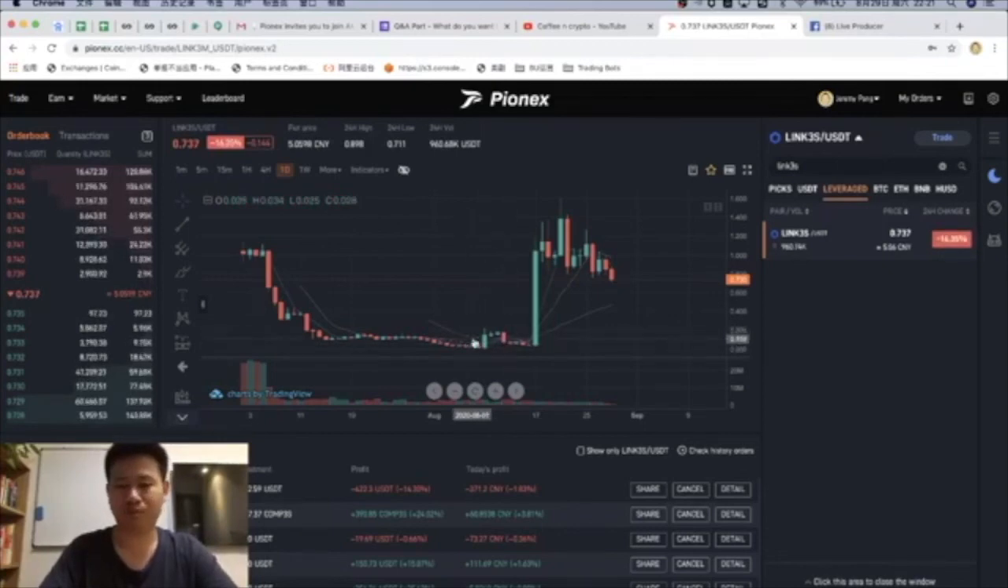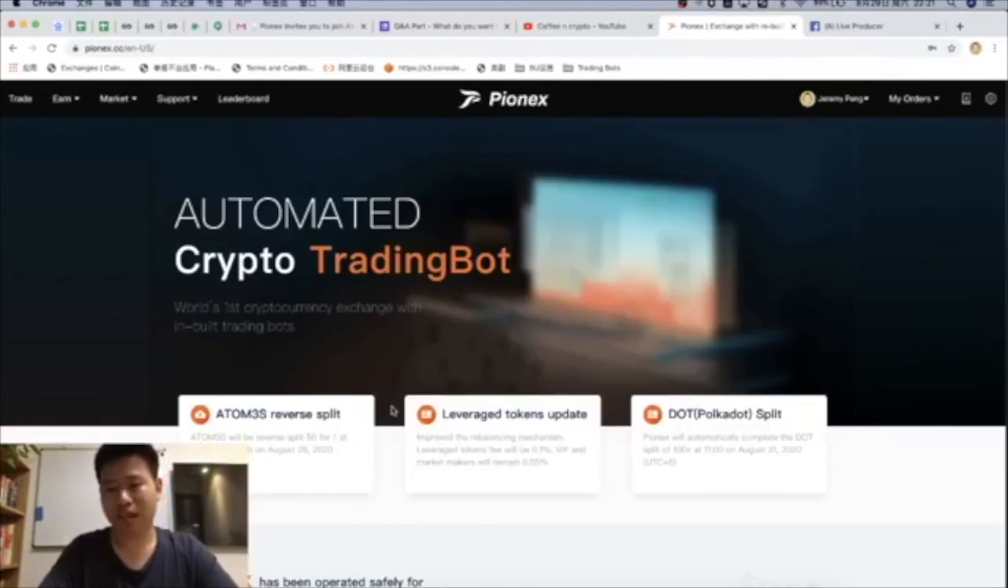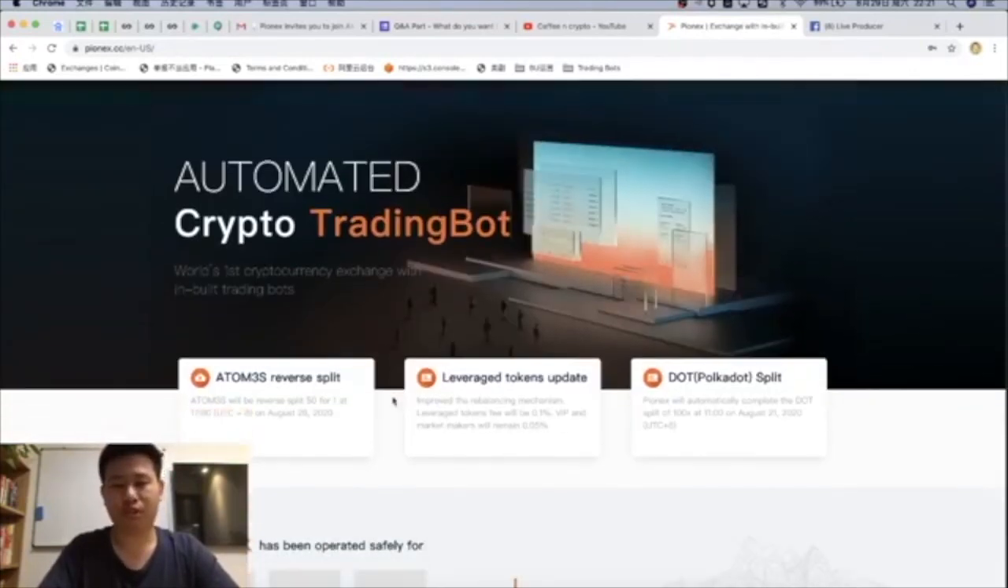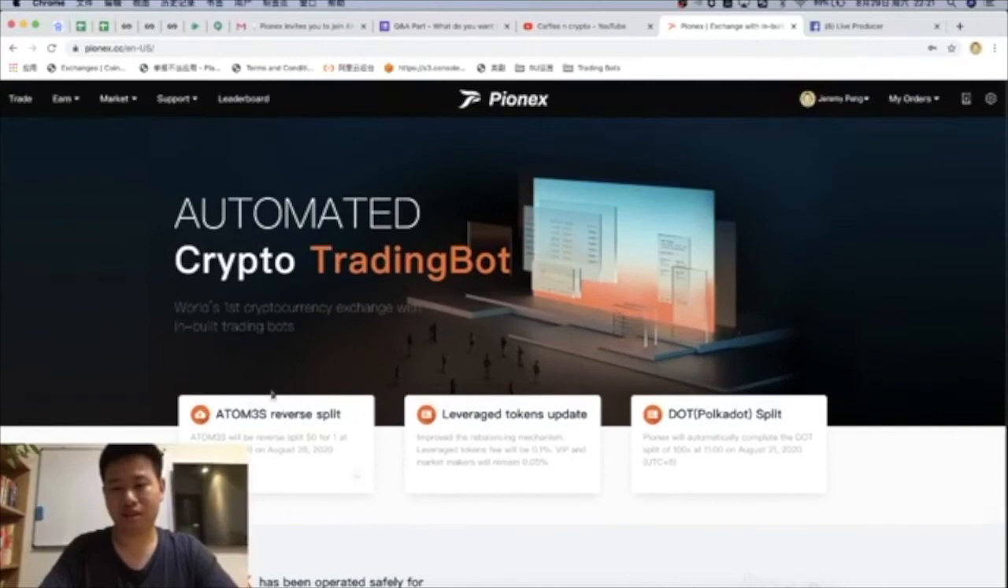Yes. We will also put the announcement on our official site. This is the latest one: Atom3S reverse split, and we'll tell you the time. Atom3S will be reverse split 50 for 1 at 17 o'clock UTC plus 8 on August 26th. So that is 3 days ago.